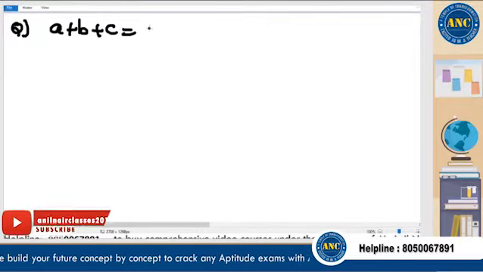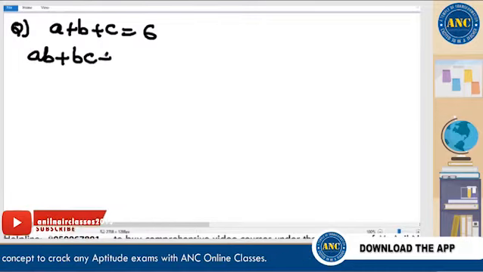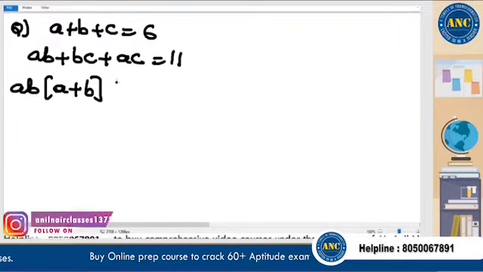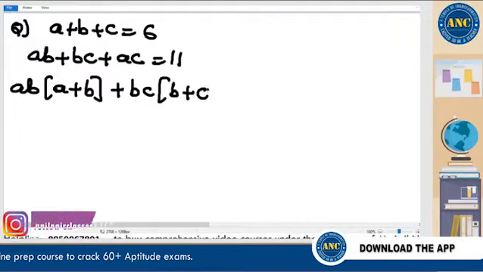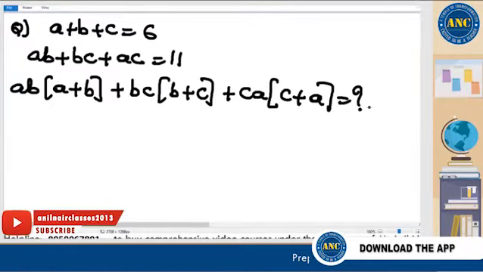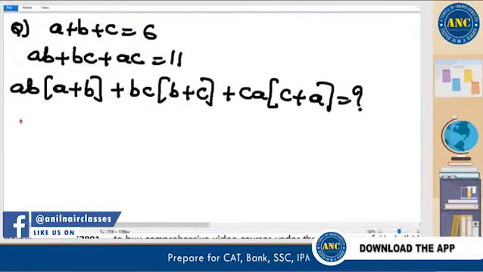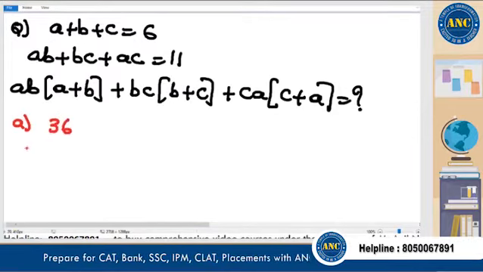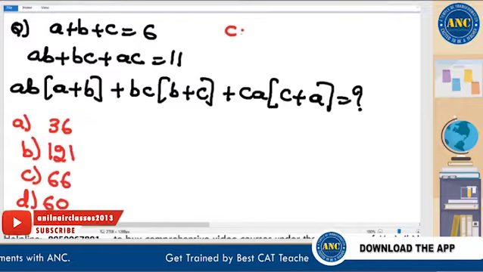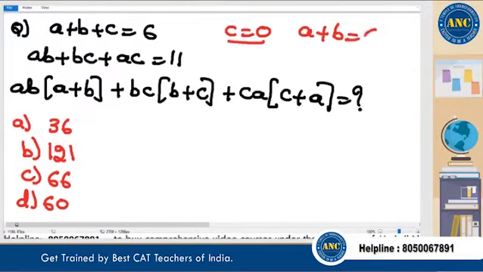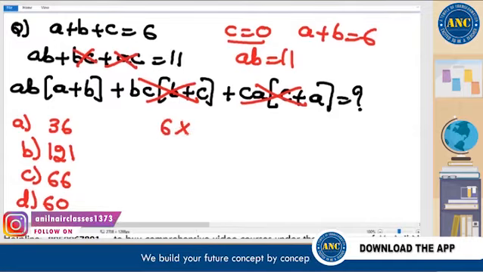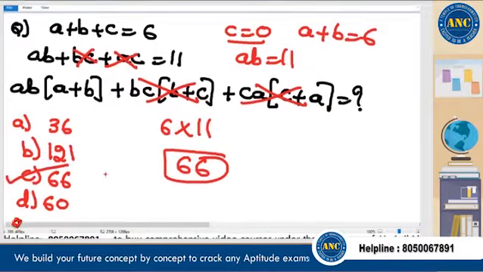A plus B plus C is 6. AB plus BC plus AC is 11. AB into A plus B, BC into B plus C, CA into C plus A is equivalent to how much? 36, 121, 66, 60. Put C value 0. A plus B is 6. C value 0, AB is 11. 6 into 11 is 66, answer 66, right?